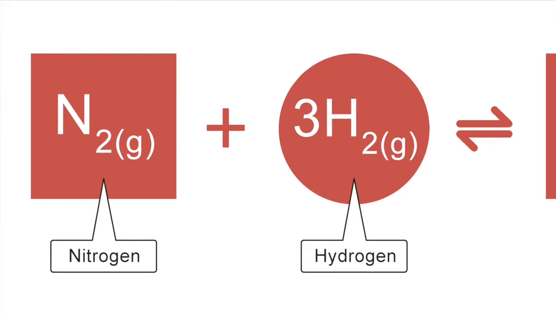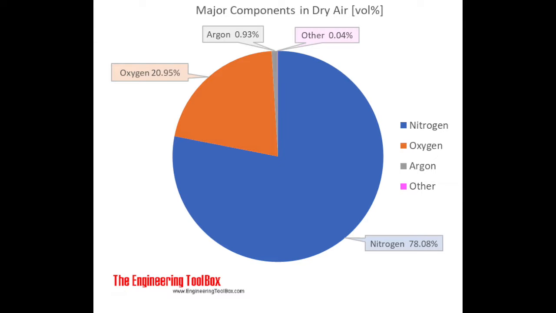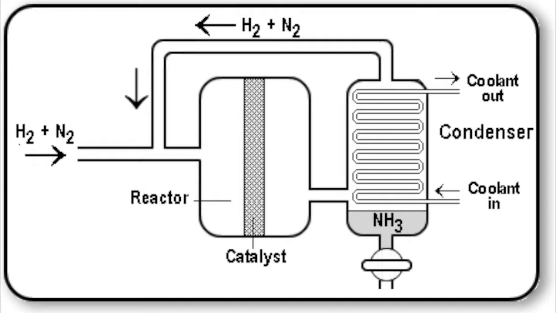Now, this is the Haber process: 1 mole of nitrogen plus 3 moles of hydrogen to get 2 moles of ammonia. To manufacture this in the factory, nitrogen gas is obtained from the air, which is 78% nitrogen, and hydrogen gas is obtained from methane, CH4. Nitrogen and hydrogen gas is added in the 1:3 ratio, and an iron catalyst is used to increase efficiency.